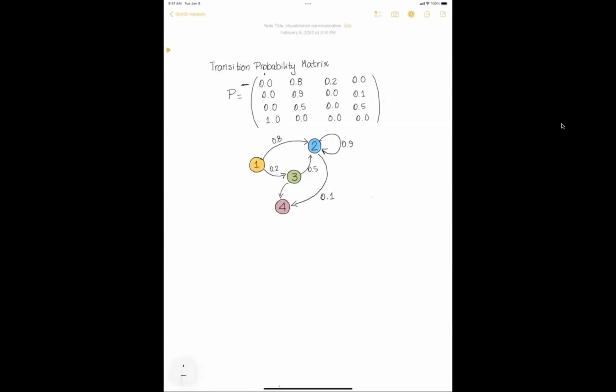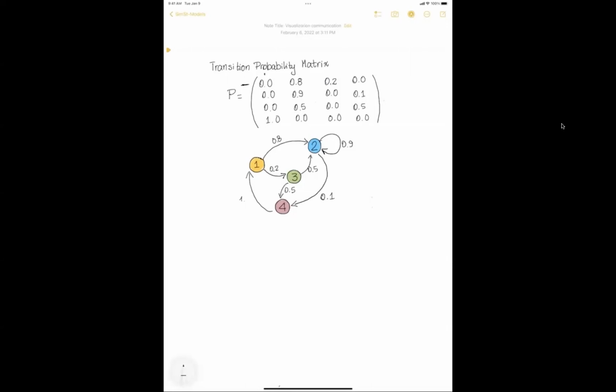And we go with the probability 0.5. And then from state 4, what happens in state 4 is that with probability 1, we go to state 1. So there's an arrow over here, and this is probability 1. Okay, so how can we visualize communication?